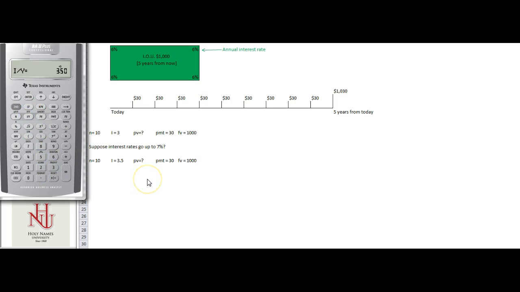Remember, the company pays us interest twice a year, so 7% divided by 2 means that our periodic interest rate is 3.5. Now let's solve for the price of the bond. And the bond has gone down to $958.42. All right, let's do that same problem, but let's use the dreaded cash flow menu. So let's go in there.